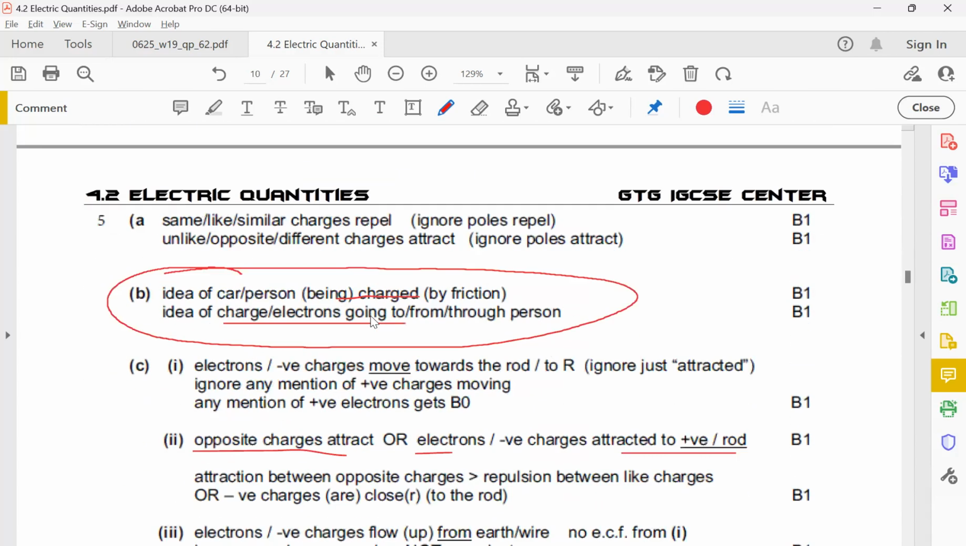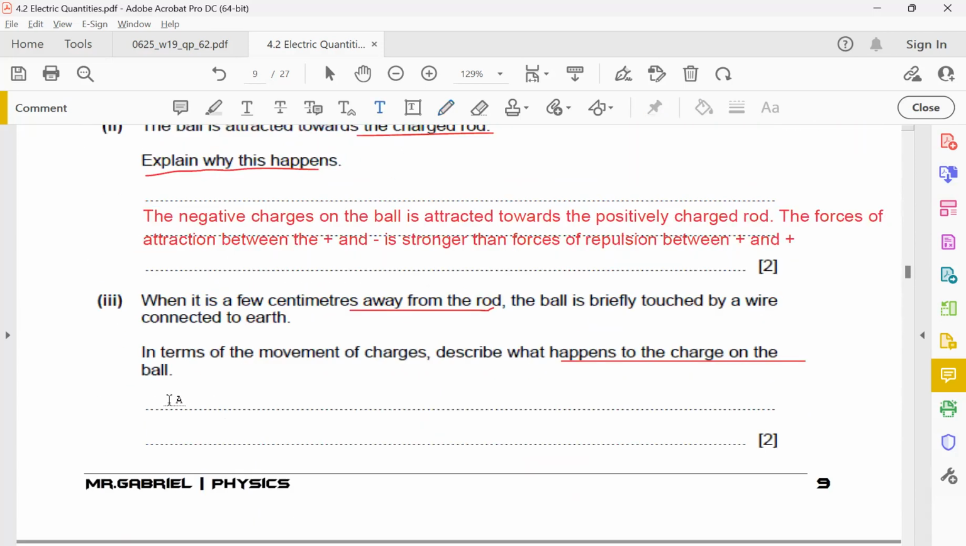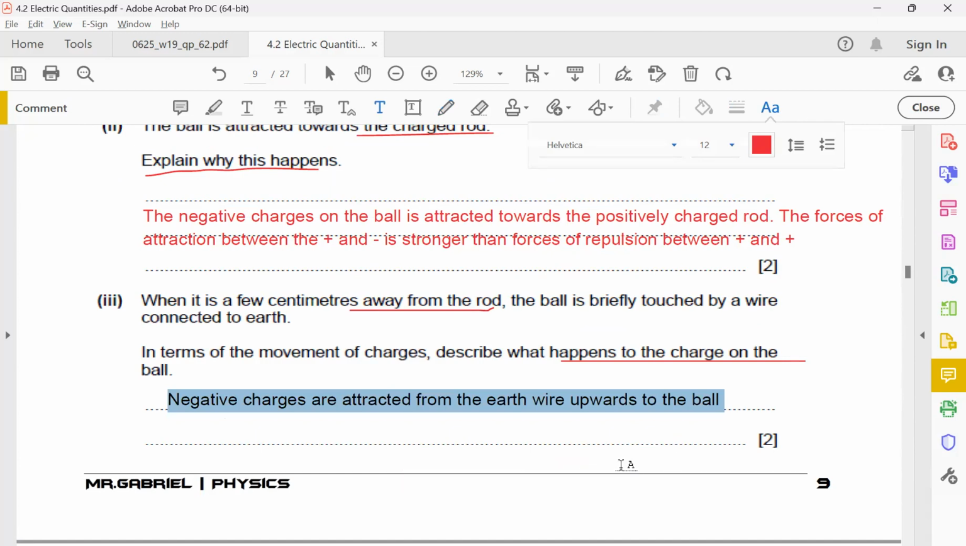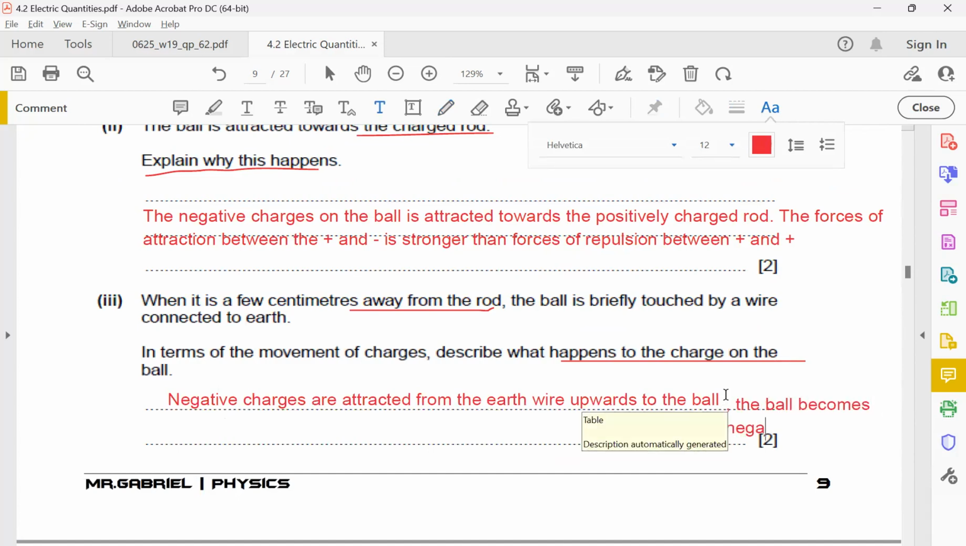Okay, so you're supposed to say: negative charges are attracted from the earth wire upwards. The ball becomes negatively charged. You need to mention that the ball becomes negatively charged, because they ask you to describe what happens to the charges on the ball.